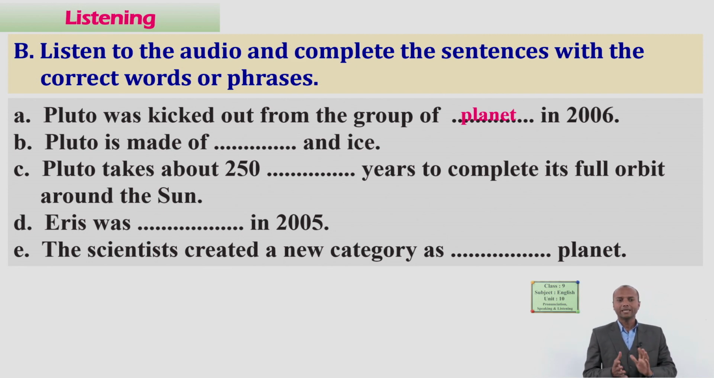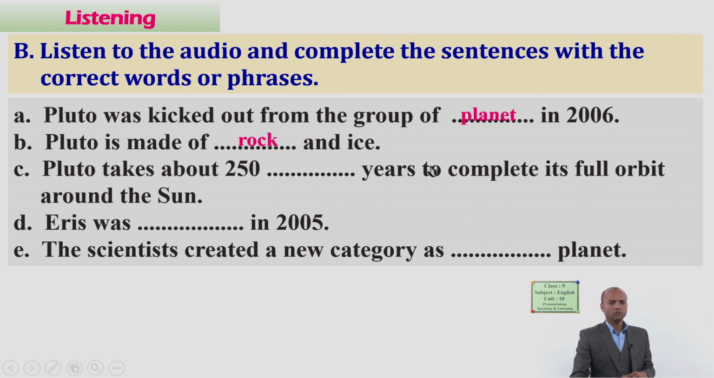B. Pluto is made of ... and ice. So what have you written there? Well done. It is rock. Next, Pluto takes about 250 ... years to complete its full orbit around the Sun. And what answer have you written? Okay, very good. Earth years.